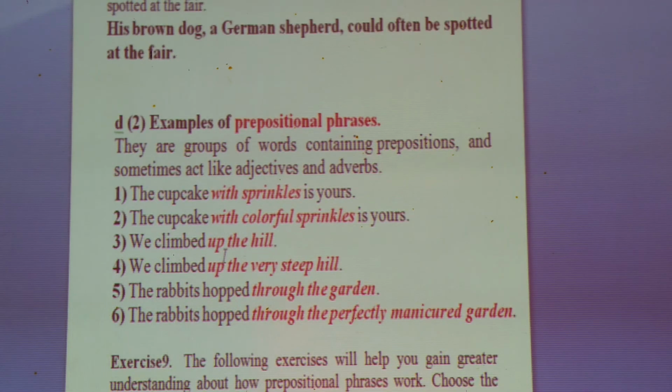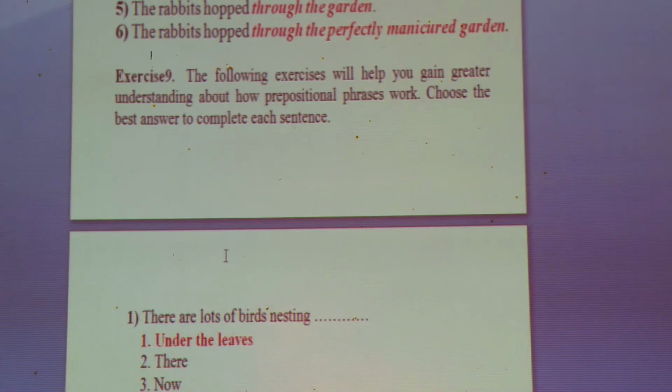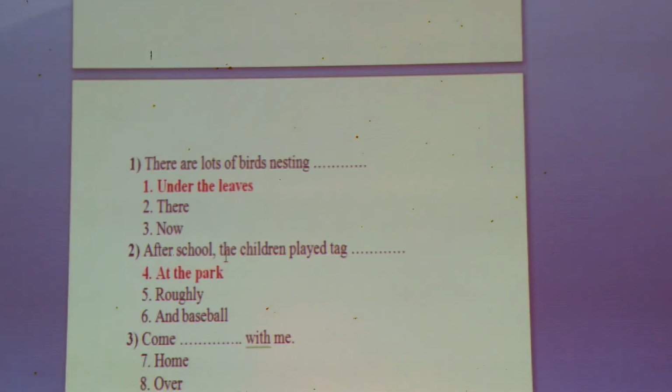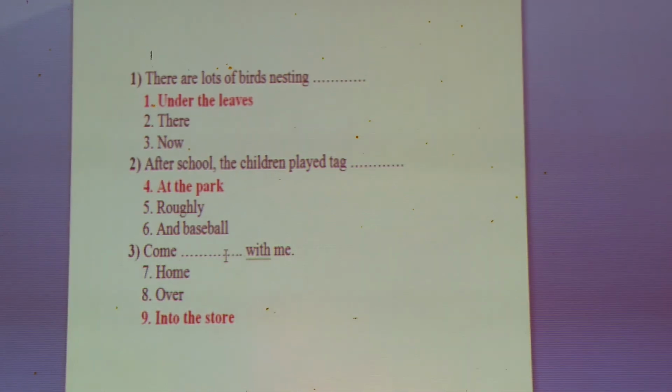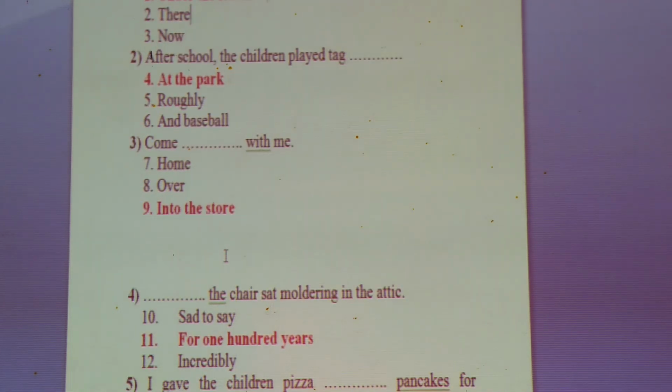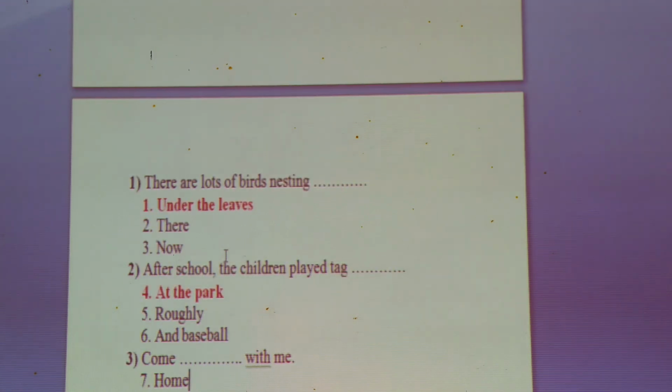In this exercise, you are going to choose the right answer to have prepositional phrases. For instance, there are lots of birds nesting. The correct answer is under the leaves. After school, the children play tag at the park. Come in to the store with me. Please stop it for a while. Okay, copy the answers. After that, you move to the rest.